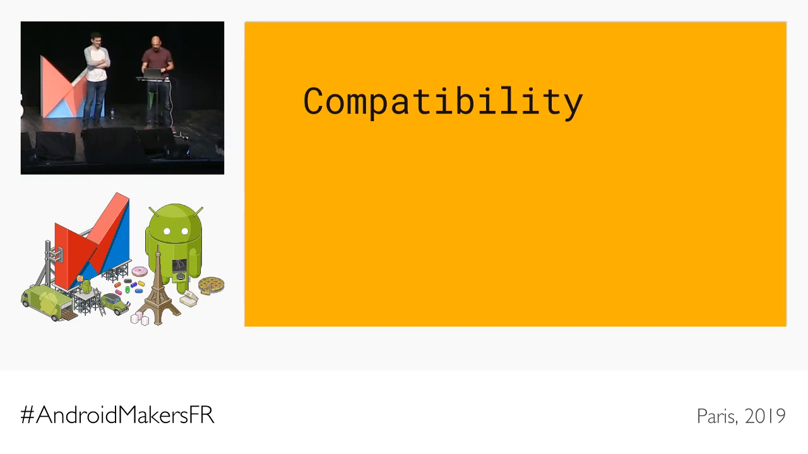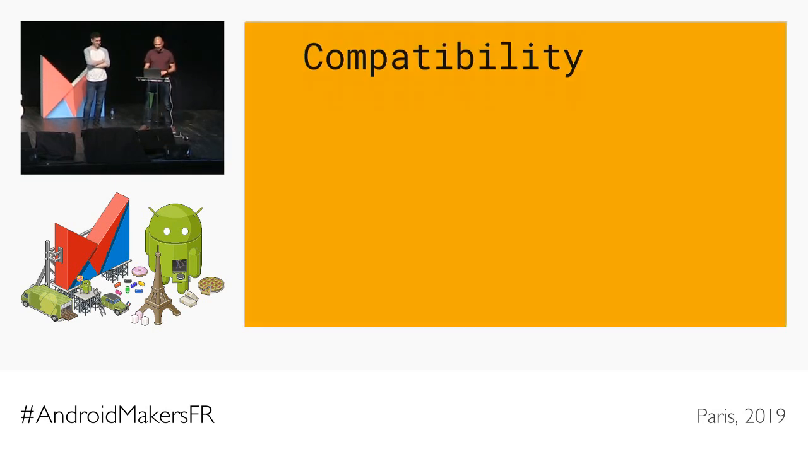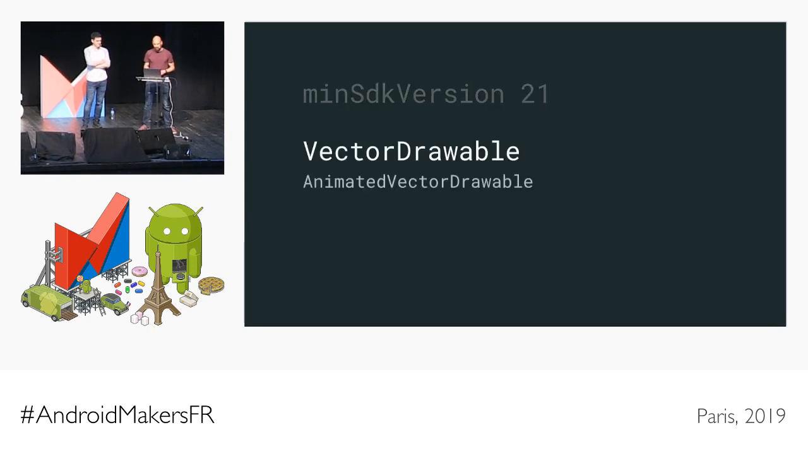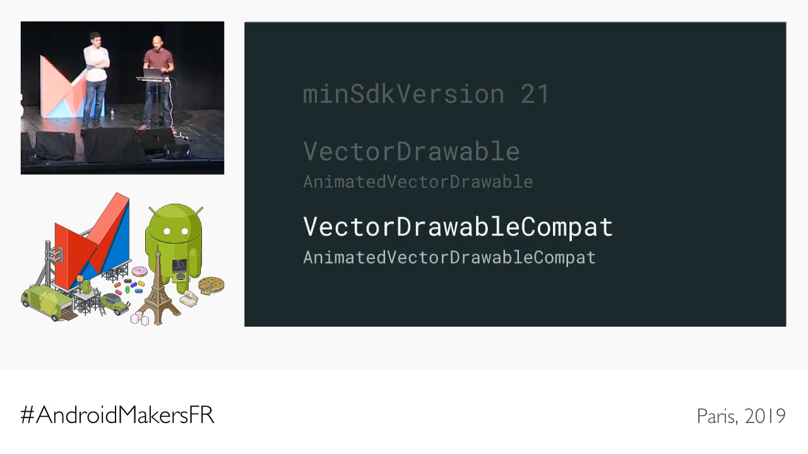Yeah, you can do cool stuff with it. So how do we actually use these vectors in our application? Vector drawable was introduced in Lollipop, API 21. So if you're 21 plus, then you're good. So yeah, the vector drawable class, and also its animated cousin, animated vector drawable. But as Alex alluded to earlier on, there's actually a very capable backport in Jetpack. So you can use vector drawable compat and animated vector drawable compat all the way back to 16 or whatever the min SDK of Jetpack is these days.